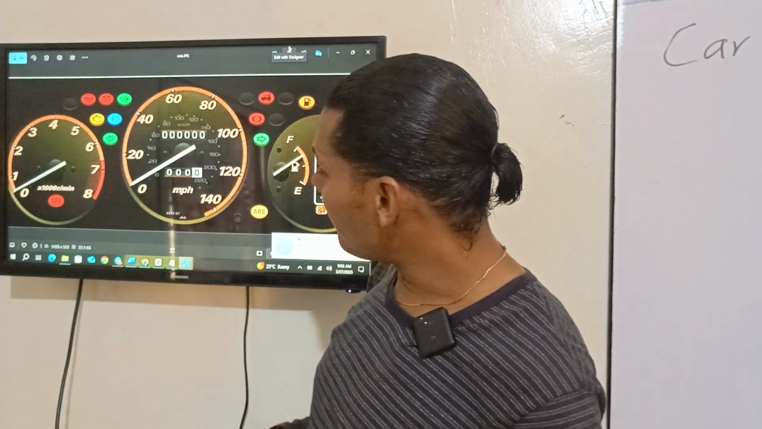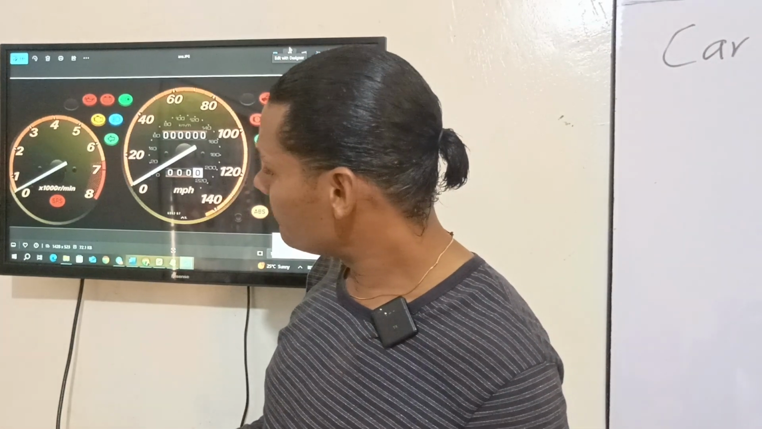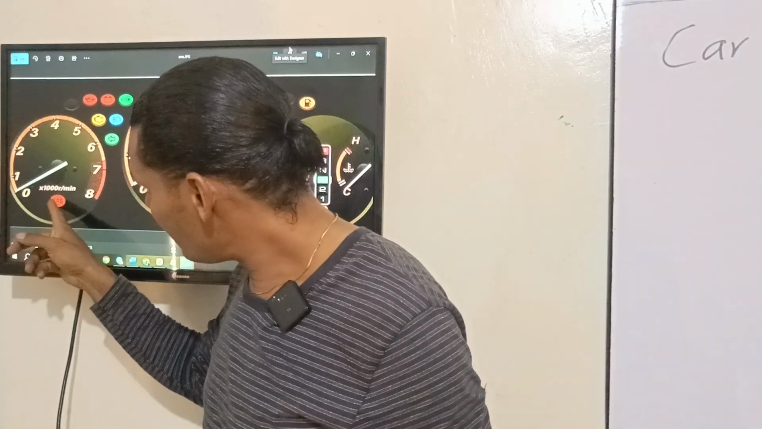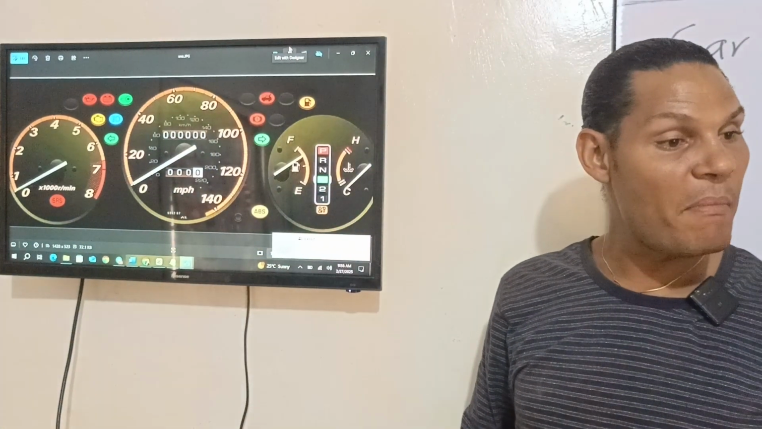Good. Which light is there again? We have not talked about the one in red like that. That one. SRS, that should be the airbag.